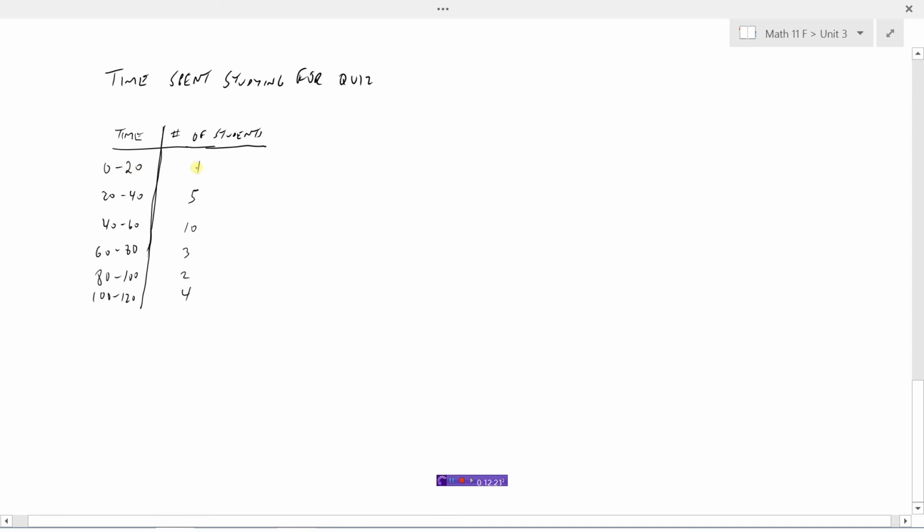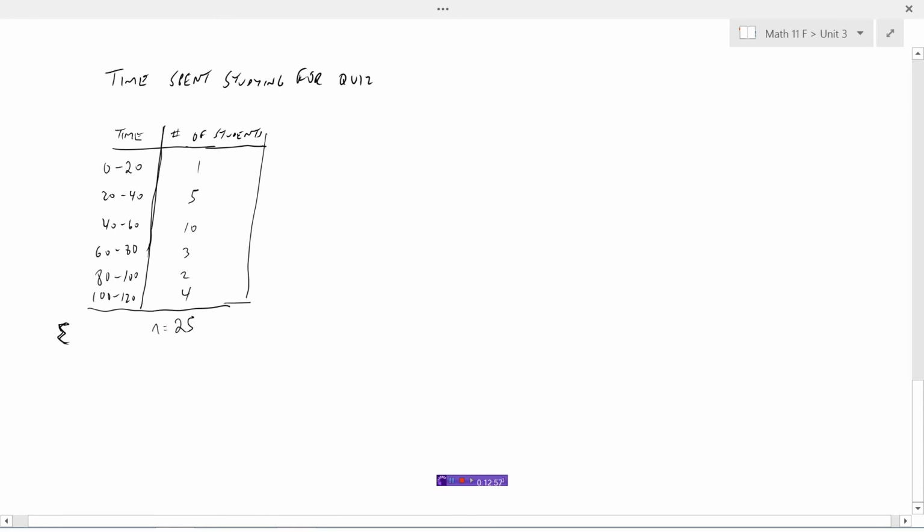So I have one student who studied between 0 and 20 minutes for the test. 5 students studied from between 20 and 40, so on. 10 students, 40 to 60. So what I can do is put on the bottom here some sums. One of the pieces of information I'm interested in is the total number of students. So 5, 6, 16, 19, 21, 25. So I know that n, the total number of students here, is 25.